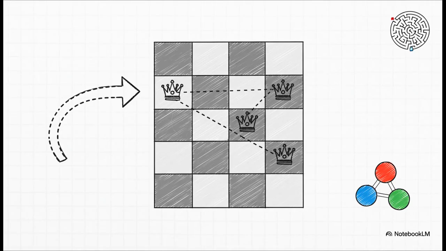And this kind of systematic trial and error is perfect for solving complex puzzles. You know, like the classic n-queens problem. How do you put n queens on a chessboard so none of them can attack each other? Backtracking will explore every possibility, one move at a time, until it finds a solution.